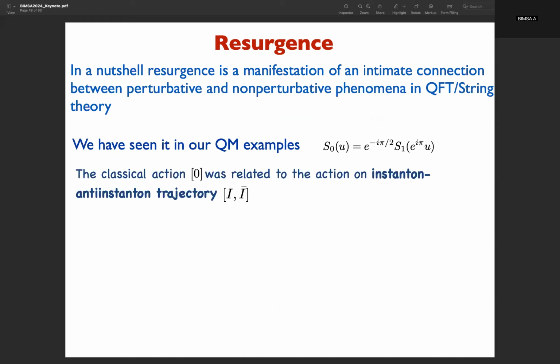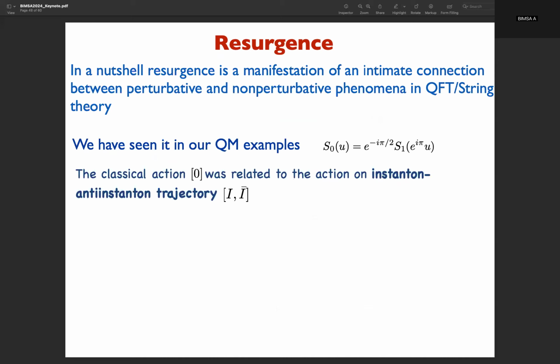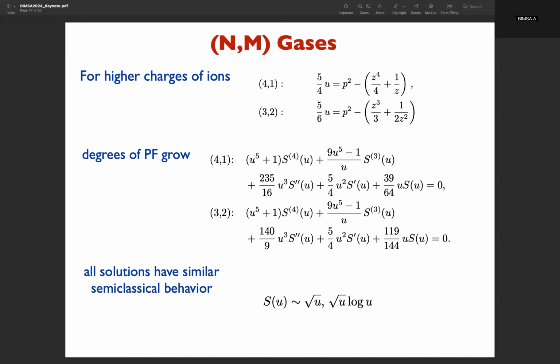Okay, so I'm going to switch gears. This is the second part of the talk. We're just going to talk about resurgence in general.